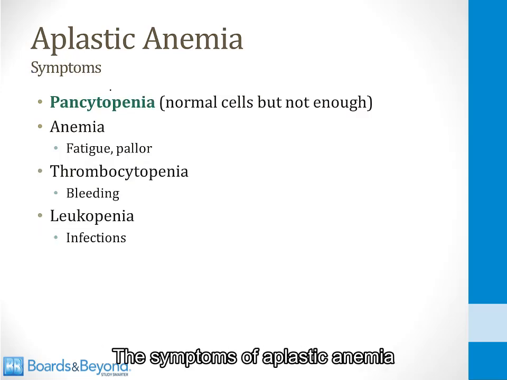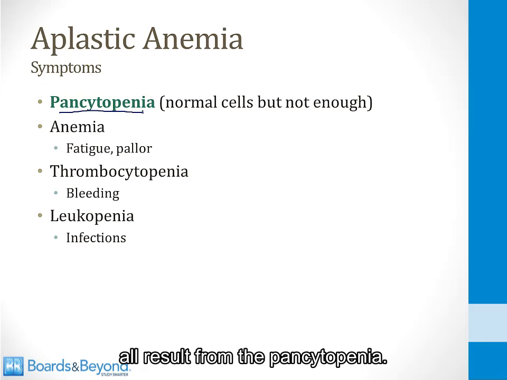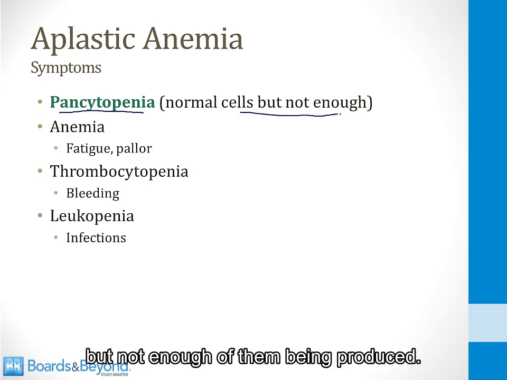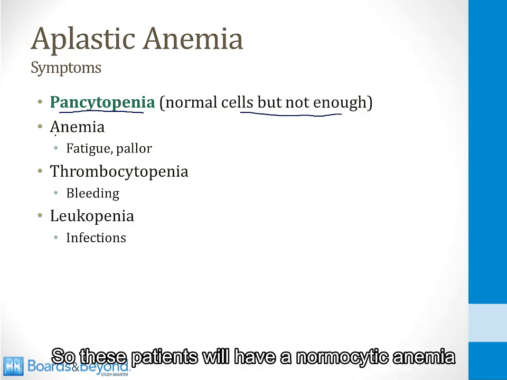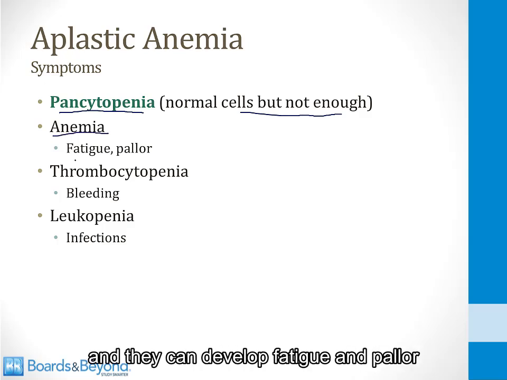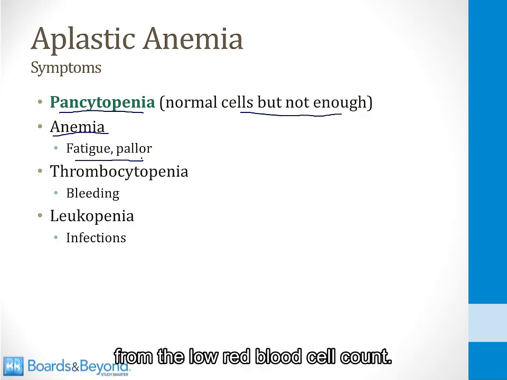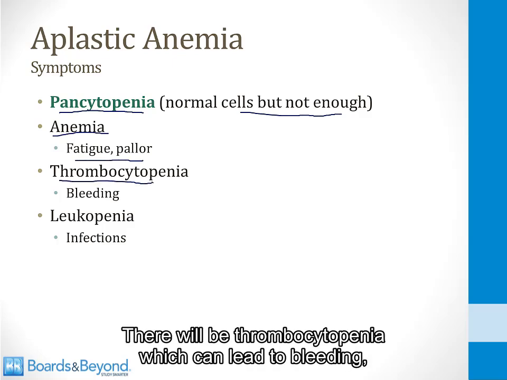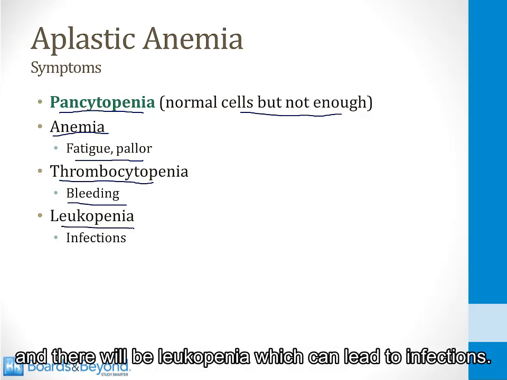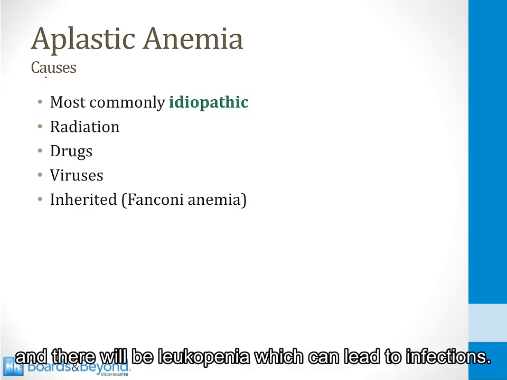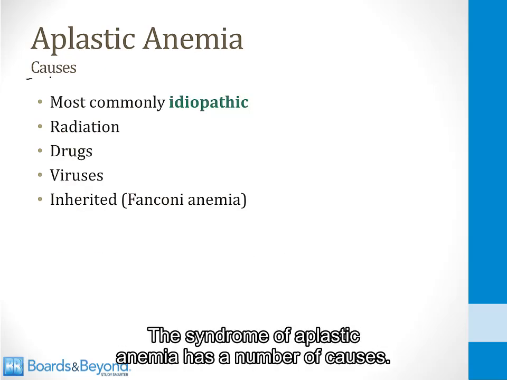The symptoms of aplastic anemia all result from the pancytopenia. There are normal cells but not enough of them being produced. So these patients will have a normocytic anemia, and they can develop fatigue and pallor from the low red blood cell count. There will be thrombocytopenia, which can lead to bleeding, and there will be leukopenia, which can lead to infections.